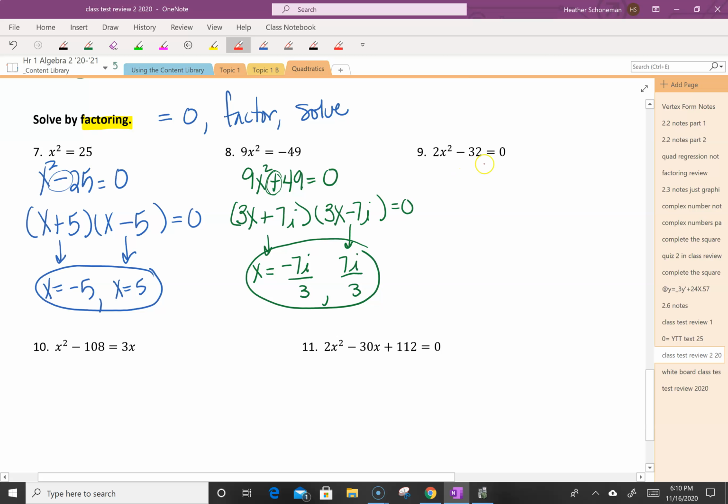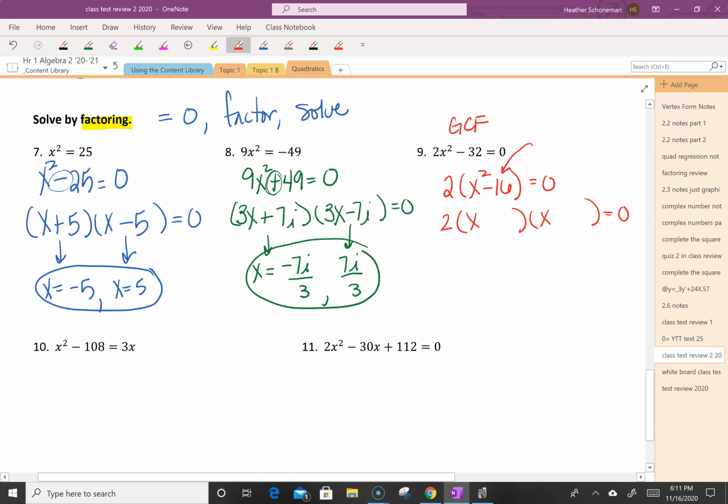So I'm going to go factor. It's a binomial, but I cannot take the square root of everything. So I have to look for a greatest common factor. And on this one, the greatest common factor is 2. So I'm going to take out the 2, and I'm left with x squared minus 16 equals 0. Now inside the parentheses, that I can factor. Now it's a binomial, and I can take the square root of everything.